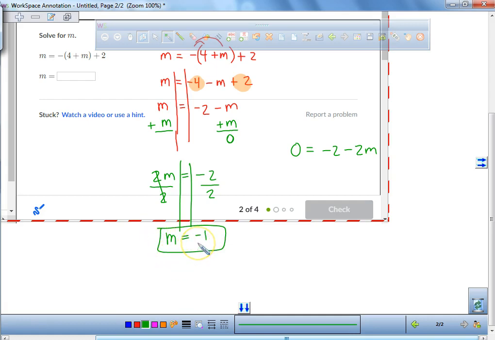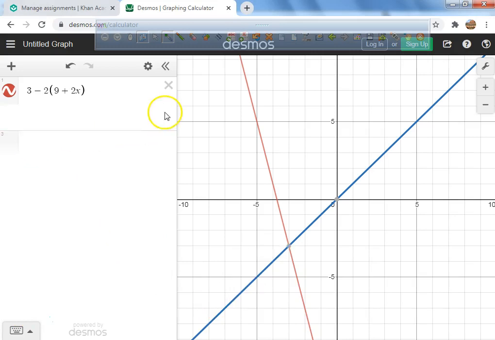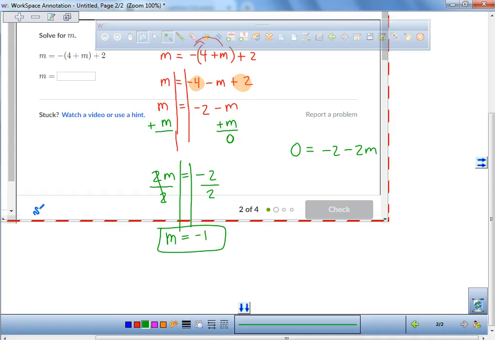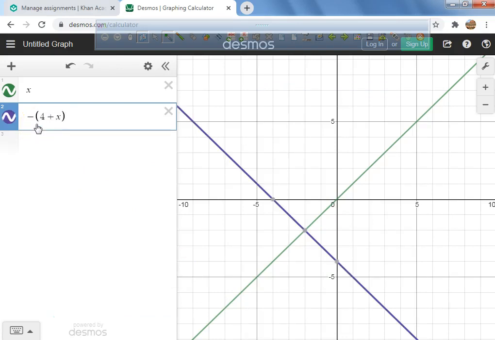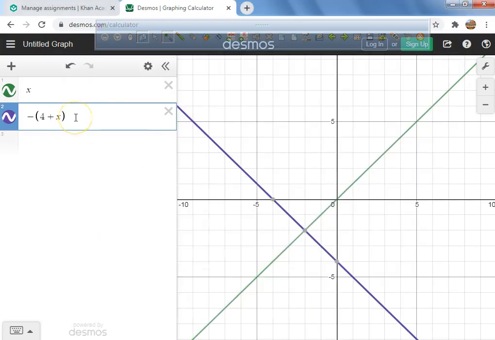Now, this is going to be the fun part for you. We're going to check this using Desmos. Desmos does not graph in terms of m, it graphs in terms of x. So right here, see where it says m? We go to Desmos, and for the m, I'm just going to put an x. And then for this, I'm going to put negative parentheses, 4 plus x, close parentheses, and then plus 2.